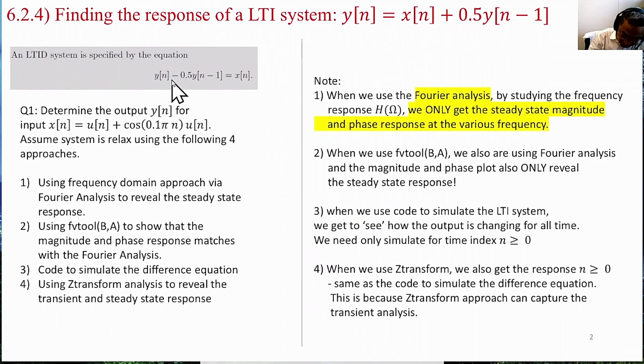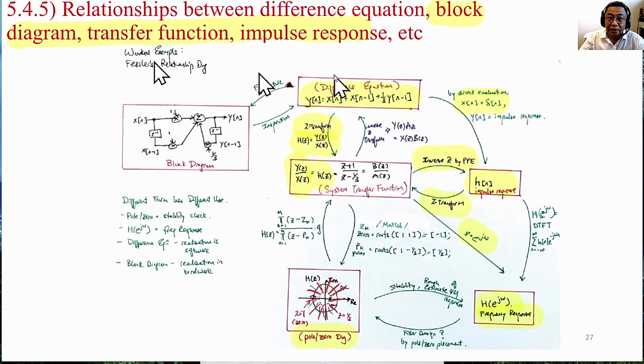We are first given this difference equation, and remember, when we are given the difference equation in the Z-transform, this is what we have done. I'll now show you the slides in Z-transform for this very similar problem. The slide you should be looking at is at chapter 5.4.5, page 27.